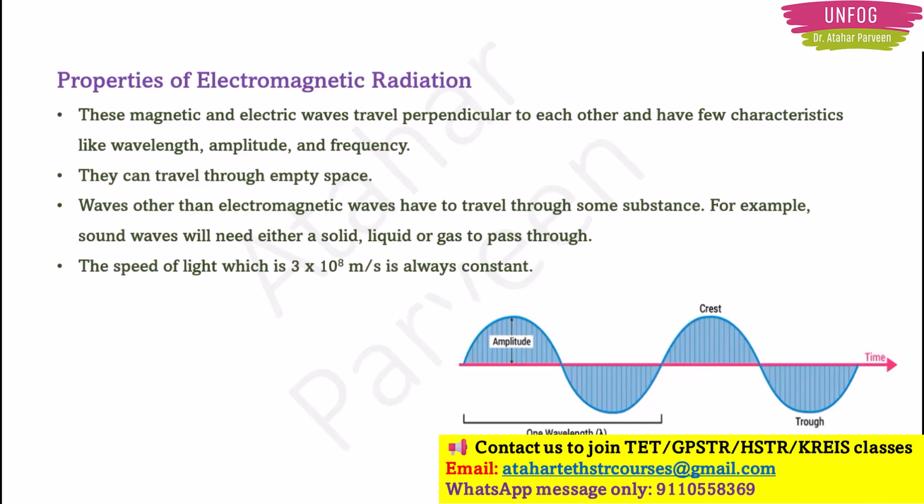And the speed of light is 3 into 10 raised to 8 meters per second, and it is always a constant. So these are the properties of electromagnetic radiation.